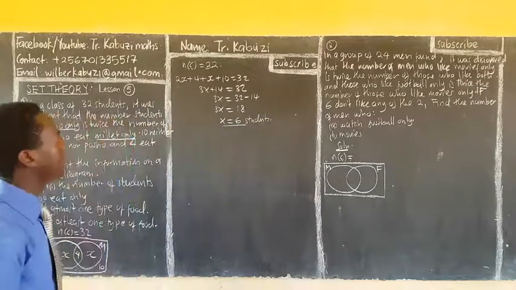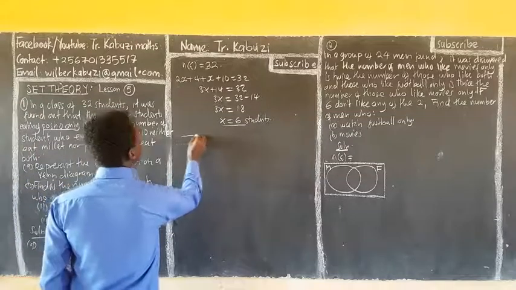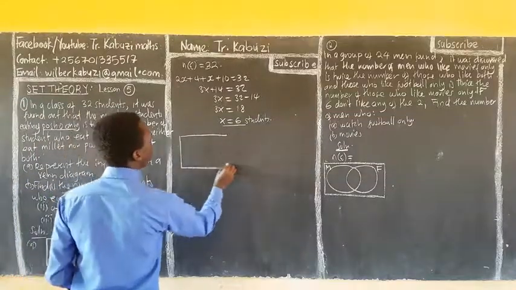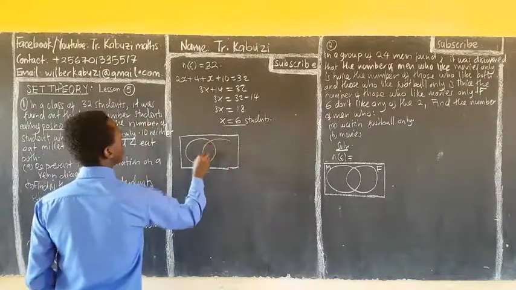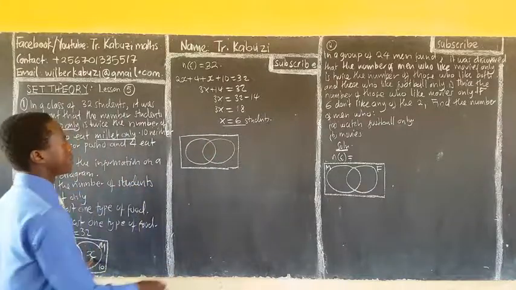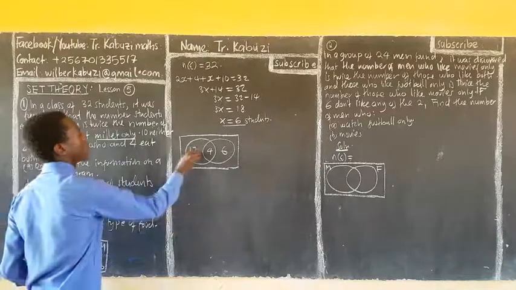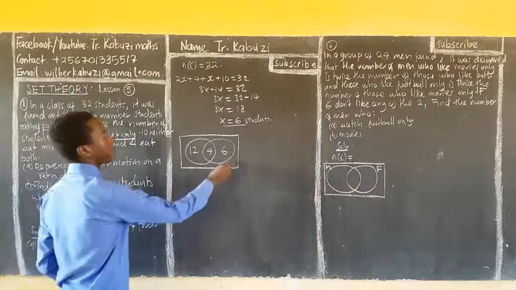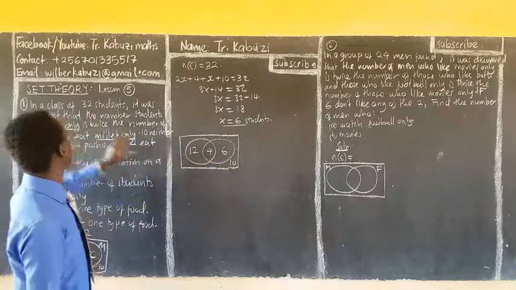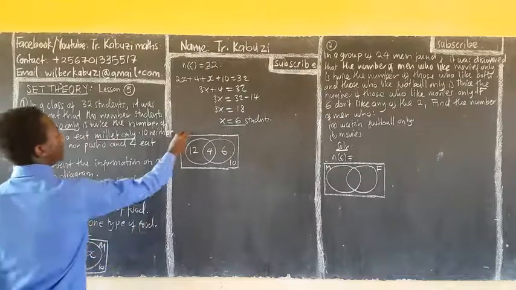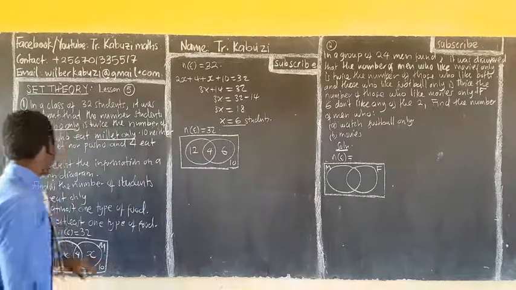So if that is giving me 6 students, it means I'm going to redraw the diagram. For the millet only, I have x, which is 6. I have these ones as 4. So these are going to be now 12. And these are 10. You see, when we add all, we should get 32. Then we start answering the questions.